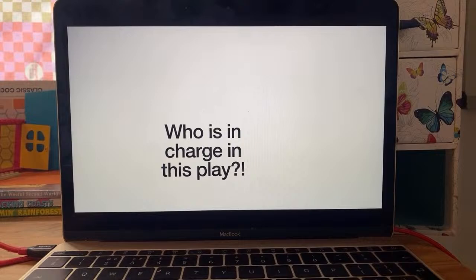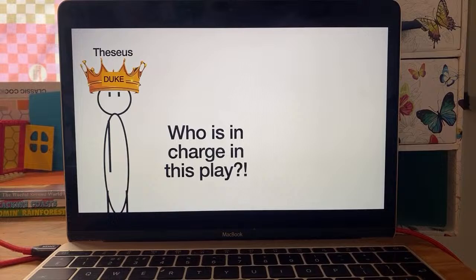Who is in charge in this play? What do you reckon? Who is in charge overall in A Midsummer Night's Dream? Don't say Shakespeare, like they all just started saying Shakespeare yesterday. Yes, he is in control, I suppose, because he's writing it. But in the play, is it Theseus, do you reckon? Is it the Duke?